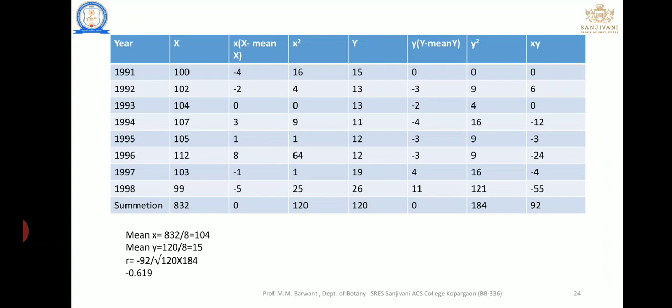Multiplication, that means xy, is nothing but the deviation from the mean of the variable. Let us see what the mean is. The mean is 104, and we are going to subtract it.